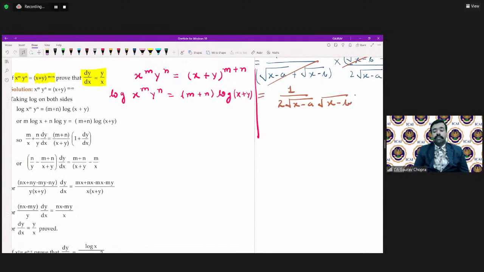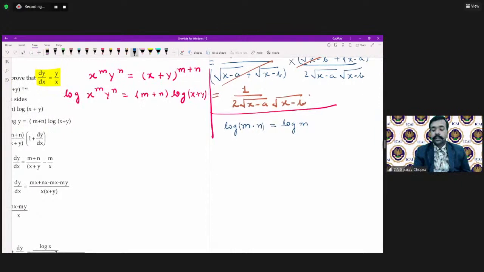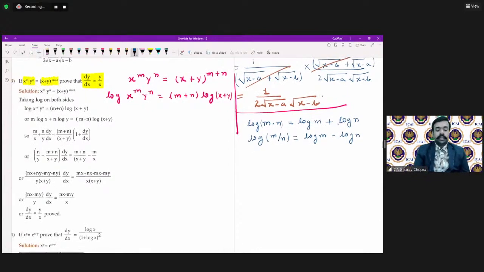Now again, what we have to apply? We have to apply some of the properties of logarithm. Now, what are the properties of logarithm? I will write it here. Log of m into n: if there is log of mn, then we can write it as log of m plus log of n. And in case of division, if it was log of m upon n, then we can write it as log of m minus log of n. So in this way, we can write this.